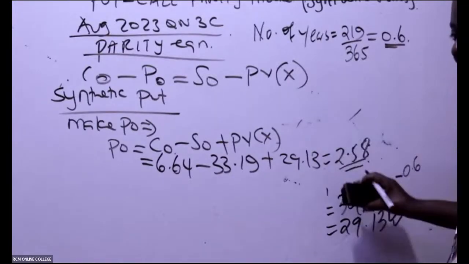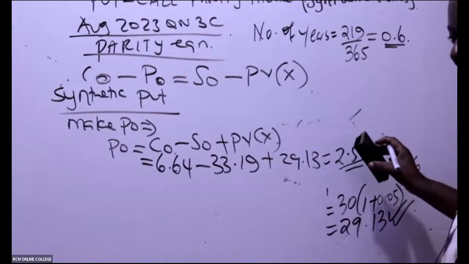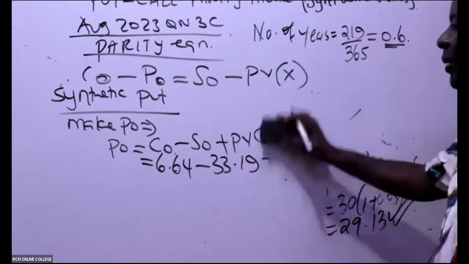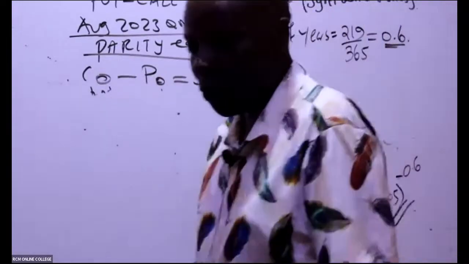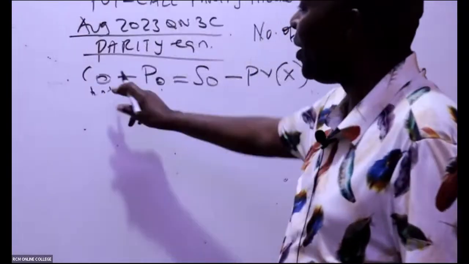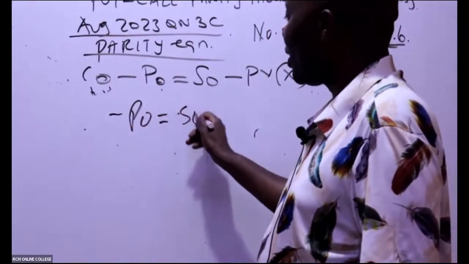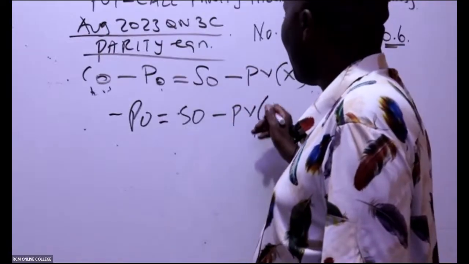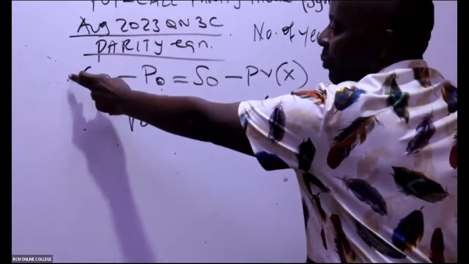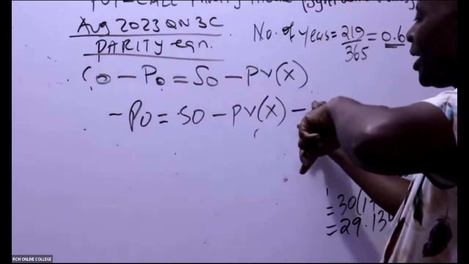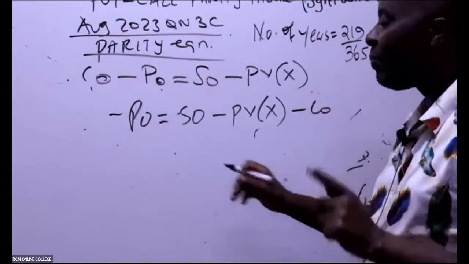Can I wrap this? Have you guys been able to write up to here? All right. So then I can wrap this comfortably. You see, if you want to make this PO the subject, if it has an issue for you, then what some people will do, they will take this CO the other side. So they'll say minus PO equals SO minus PV X, and then our CO is crossing over. So upon crossing over here, it's positive. When it crosses over, it becomes what here? Minus. But you see now, I don't want a minus PO.